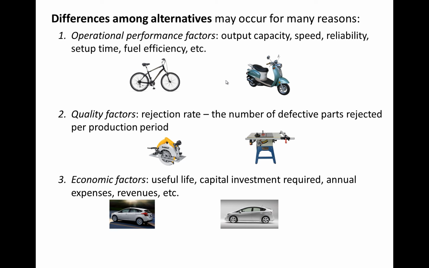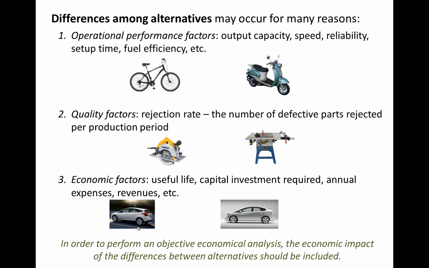Different pieces of equipment may have a different useful life, different upfront capital costs, or different annual expenses. The two cars pictured here are a Ford Focus compared to a Toyota Prius. The Toyota Prius has a hybrid drive system with better fuel efficiency, the Ford Focus is slightly less expensive in upfront initial purchase price, and they may have different useful lives as well. And so economic factors are also wrapped into the analysis of alternatives that we're going to be doing. The bottom line is that in order for us to be objective and find the alternative that is most effective for us, we have to find the economic impact of all of the differences, translating everything into dollars and cents.